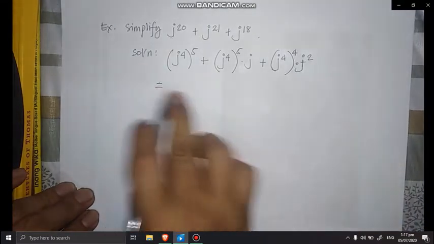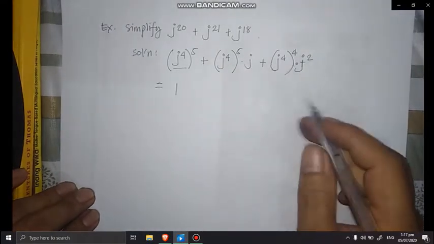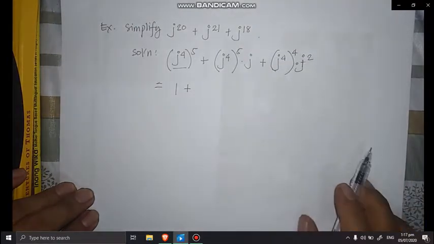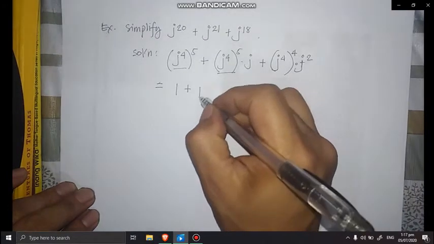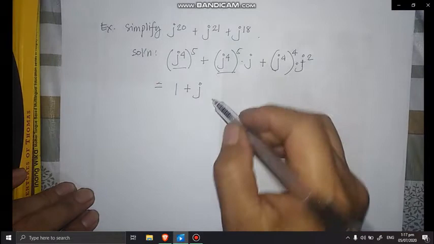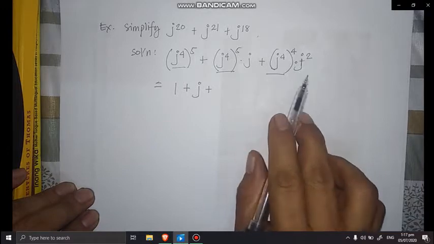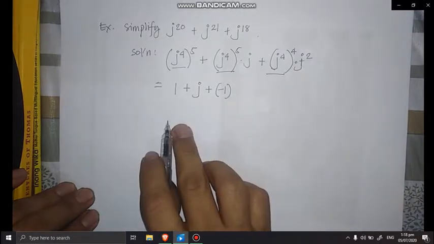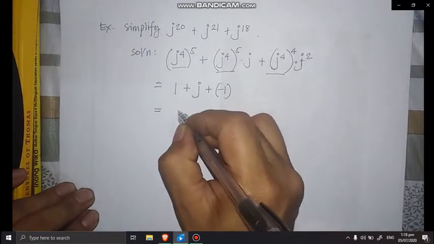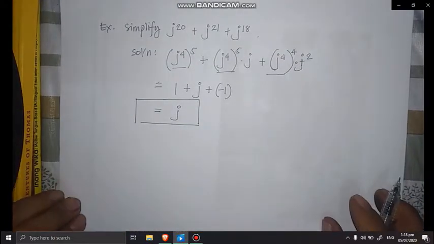Now, take note that J raised to 4 is equivalent to 1, and 1 raised to 5 is still 1, plus J raised to 4 is still 1, multiplied by J, that becomes J, plus J raised to 4 is equal to 1, multiplied by J squared, which is equal to negative 1. Now, if we simplify the expression, the result will be J. So meaning to say, J raised to 20 plus J raised to 21 plus J raised to 18 is equal to J.